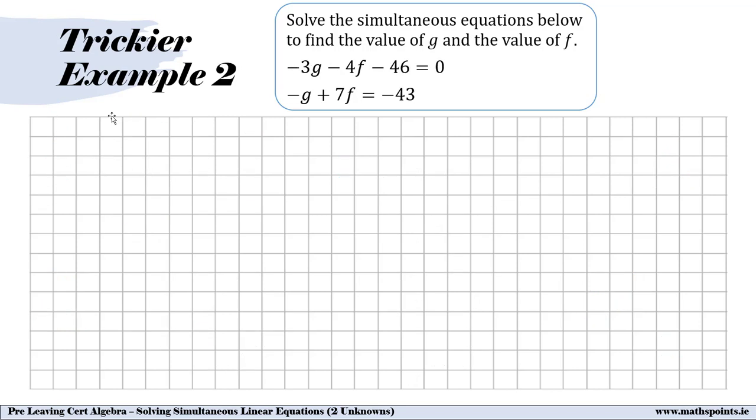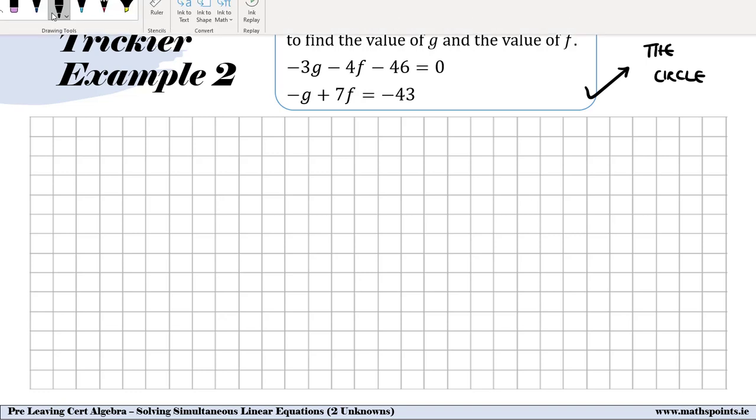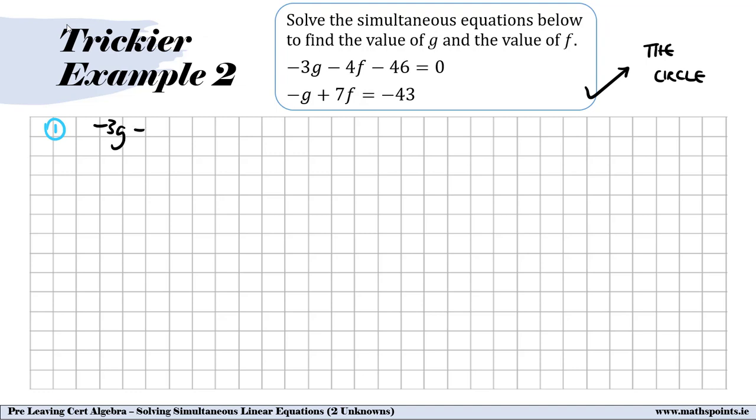So example 2 has also been modified from a coordinate geometry question, this time the coordinate geometry of the circle. And quite often when we have equations that have g's and f's in them, we're looking to find the center of a circle. So we have equation 1, which is minus 3g minus 4f minus 46 equals 0. The first thing we'll notice is that this obviously isn't in the correct format. So I'm going to add a 46 to both sides to leave me with minus 3g minus 4f on the left. We'll get rid of the minus 46 and then we have a plus 46 on the right. And so that now is in the correct format.